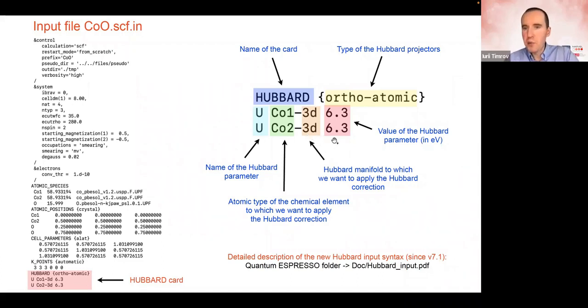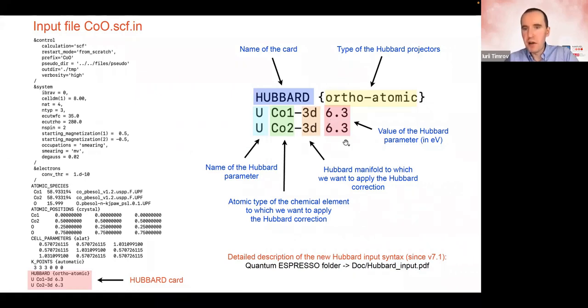And finally, we put the value of the Hubbard U parameter. In this case, it's 6.3 and 6.3. It is exactly the same for the 2 cobalt atoms, because these 2 cobalt atoms only differ by spin. But apart from that, the value of the Hubbard U is the same.